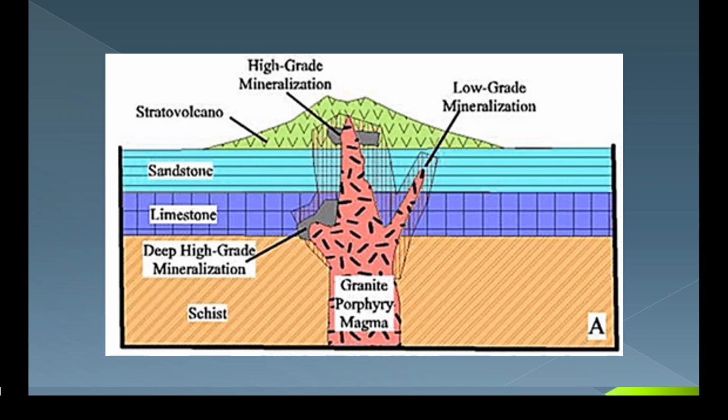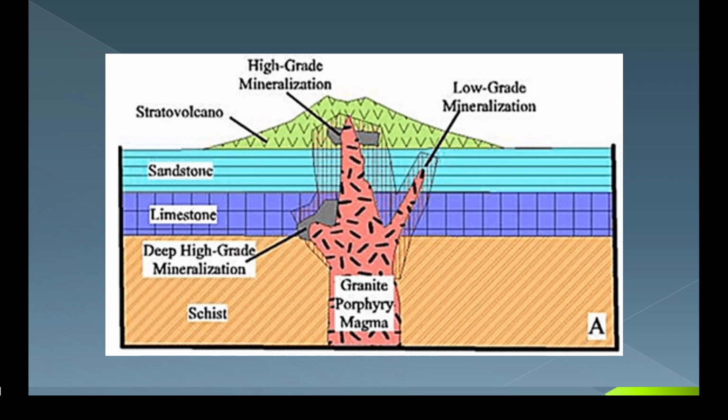So as we can see, the high grade mineralization occurs closest to the surface. This is because rainwater has to interact with the different mineralization, and the ore body has to be located close enough to the surface to have this interaction.